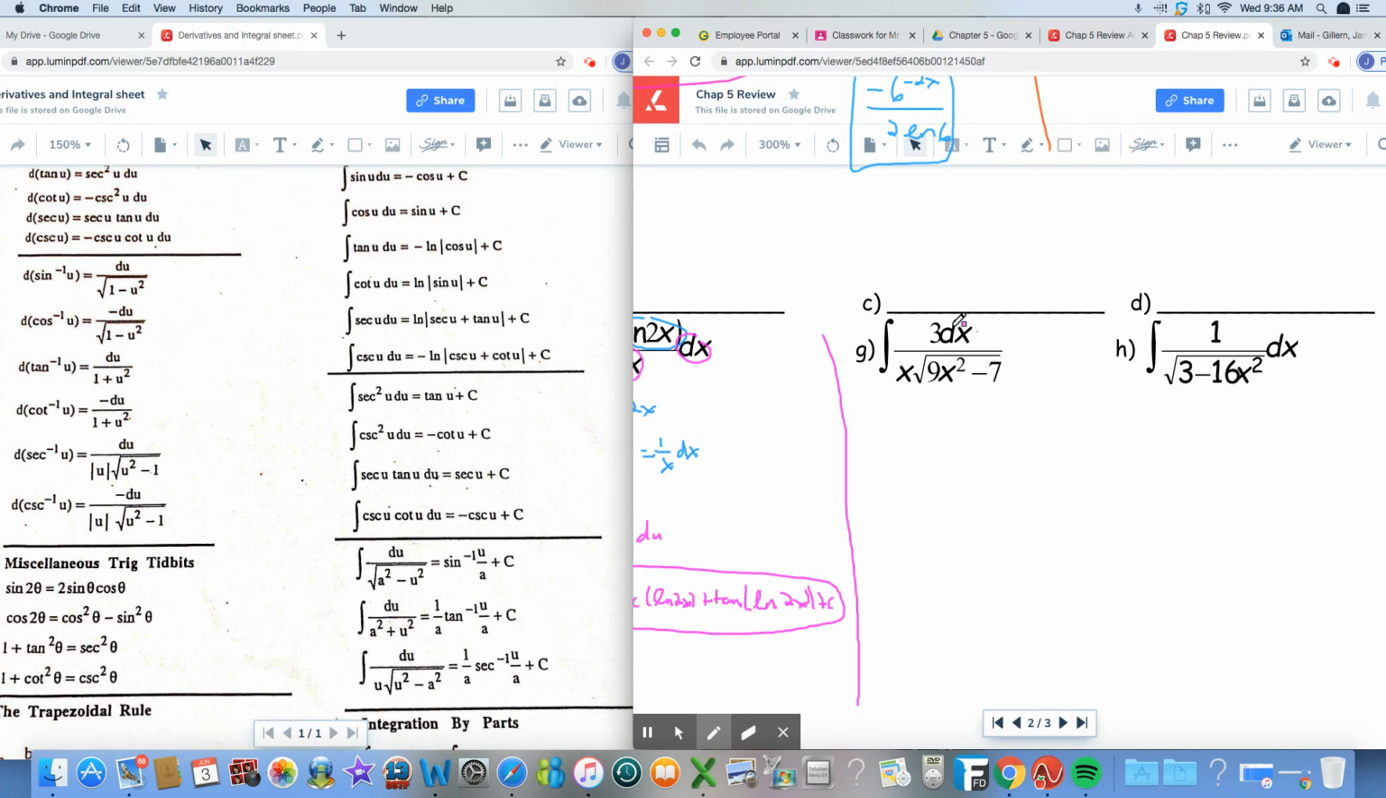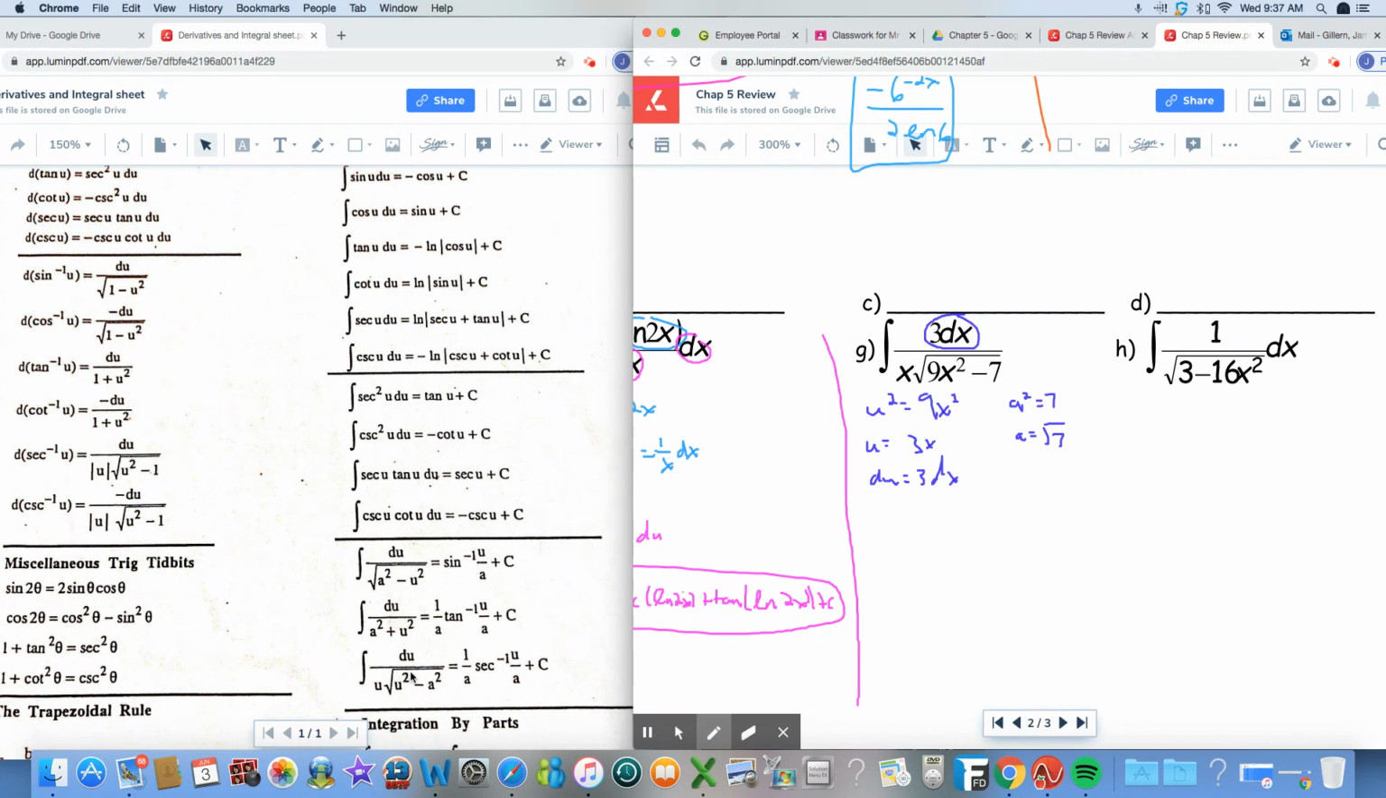All right, so we talked before. If there's just a number up here, you're good. That's to use one of these things here. So we are going to use, let me change colors, u squared and a squared. u squared is going to be our 9x squared. Our a squared is going to be 7. So we take the square root to get our u and a. So that's going to be 3x, and our a would be the square root of 7. Our du then is going to be 3 dx.